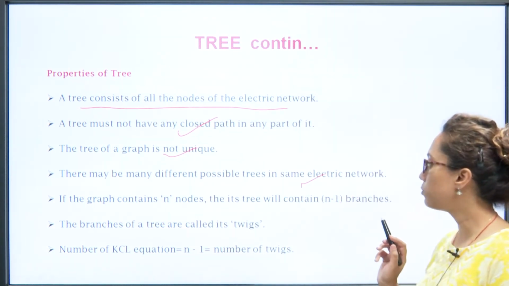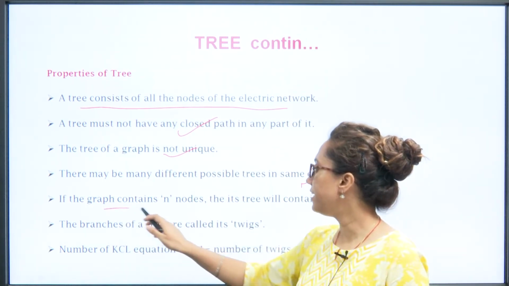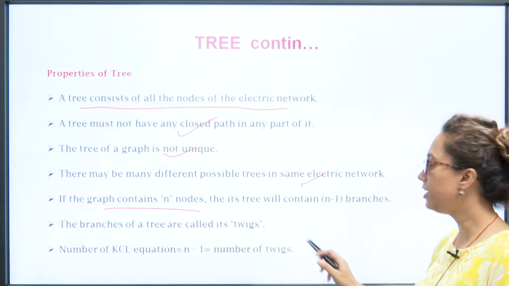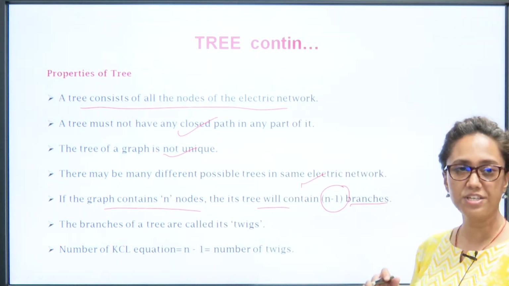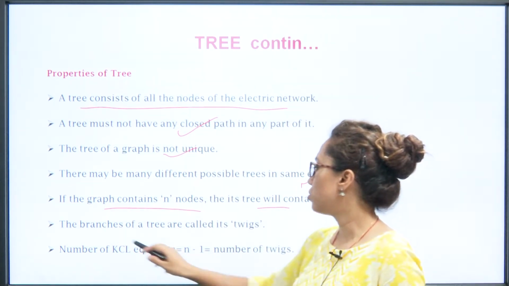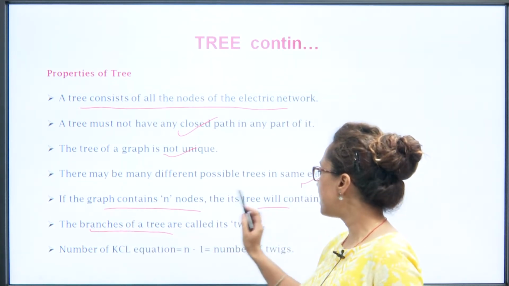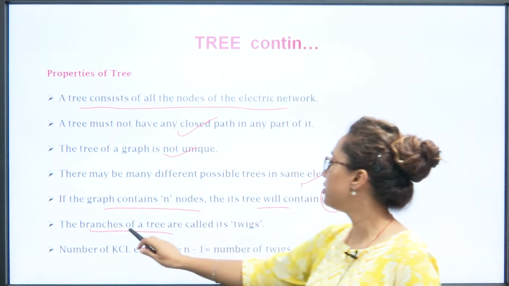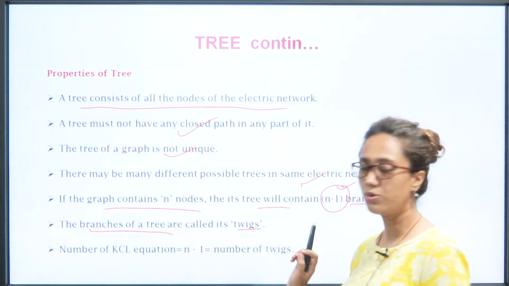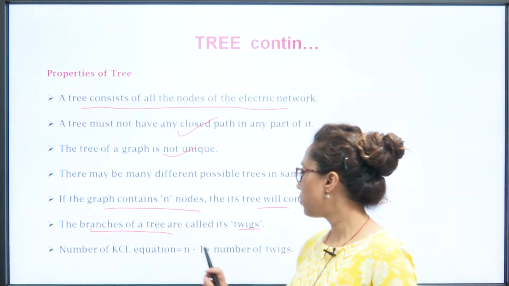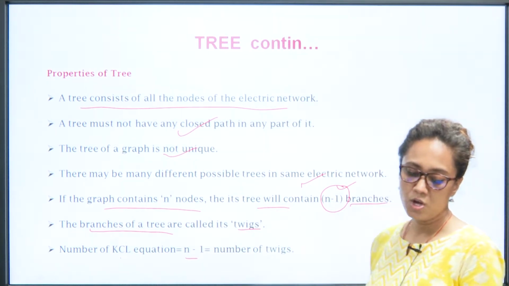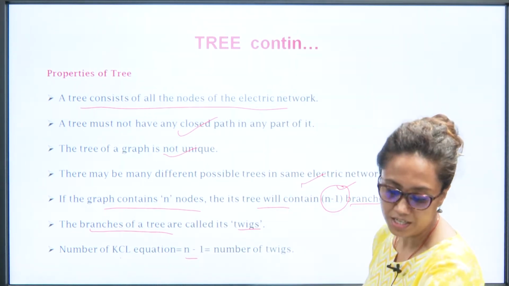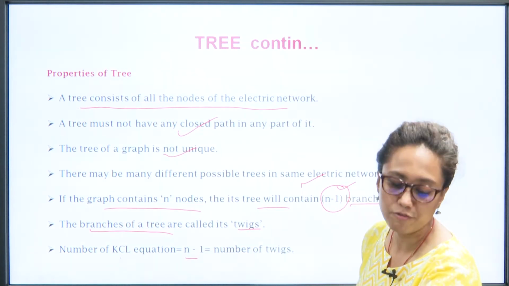This is the fourth property: if the graph contains n number of nodes, then the tree will have n minus 1 branches in it, right. We have already seen this in the previous lecture also. The branches of the tree, n minus 1, are called the twigs, right. So the number of KCL equations is n minus 1, which is equal to the number of twigs. So these are the basic properties of a tree. Now we will go to the next concept, the co-tree.